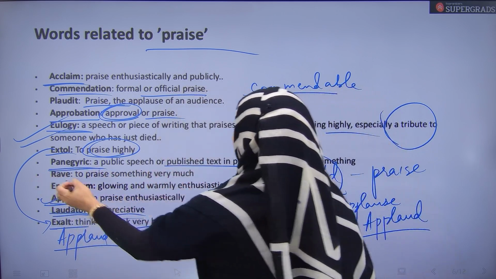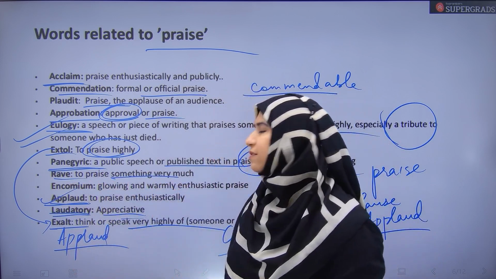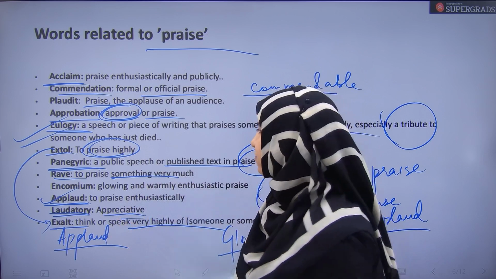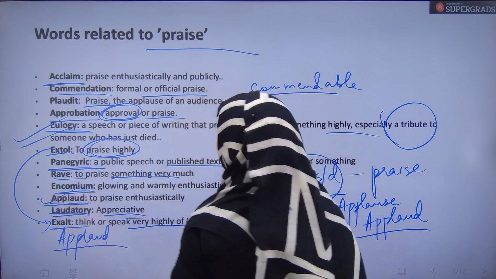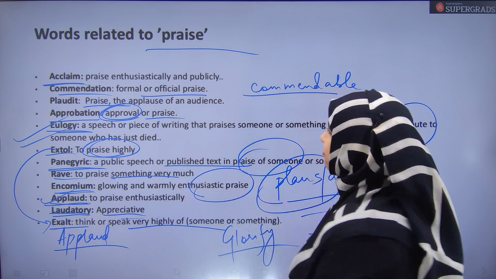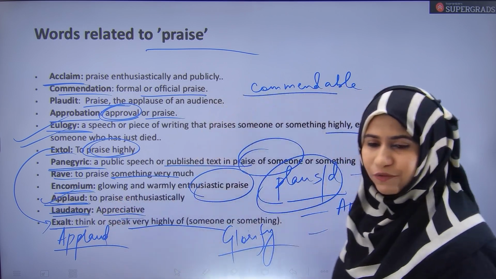Tarif, raving reviews. When you rave for someone, you're mad about them, right? You appreciate them, admire them so much. Encomium, इसी से बनना encomiastic. Encomium again is a very enthusiastic praise. तो synonyms ही तो है सारे के सारे. It is so simple. Let's move to the next one.